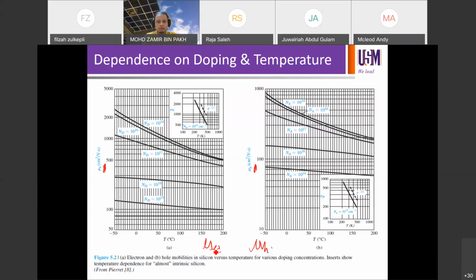If you want to use mu e or mu h, just be consistent. Either you want to use n or p, or e or h, just be consistent throughout. Don't use n and p in some cases and e and h in some other cases. Just try to be consistent. So the same trend that you can see here.